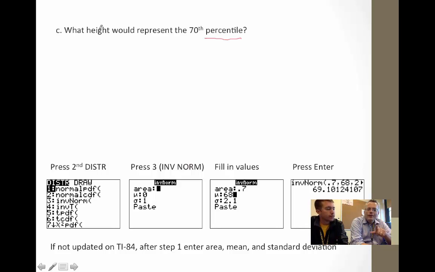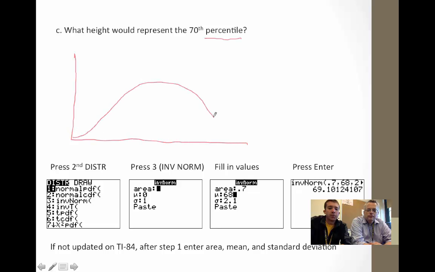So we want to know what data value has 70% of the rest of the data below it. That's the idea of percentile. The 70th percentile is the height that would be greater than 70% of the others. Let's do a diagram. So here's our bell curve, our normal distribution.